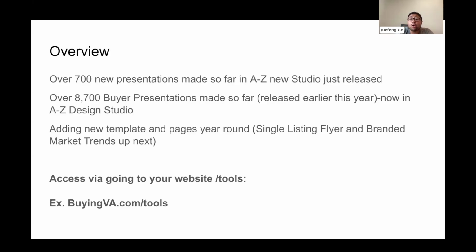But it also led to a wholesale redesign of our design studio, right? So we built the backbone of something that's really powerful. And we're going to just keep adding reports into this, so you have flexibility around how you present yourself through the Ylopo platform. And again, you access this by going to tools, right? So Barry's domain is buyingva.com. He just did /tools, and that's where all of your agents are going to be able to access this feature.